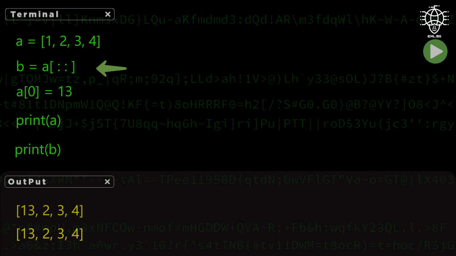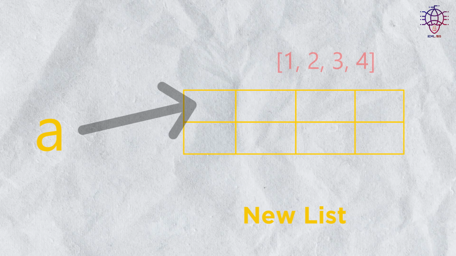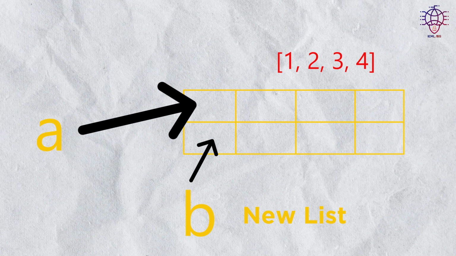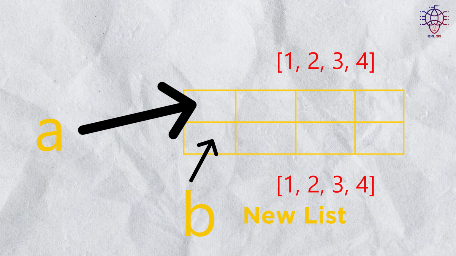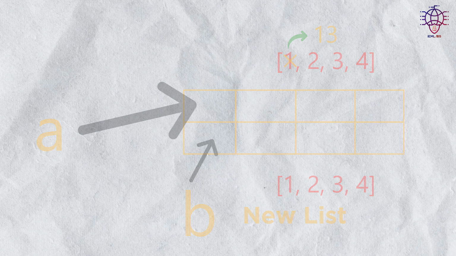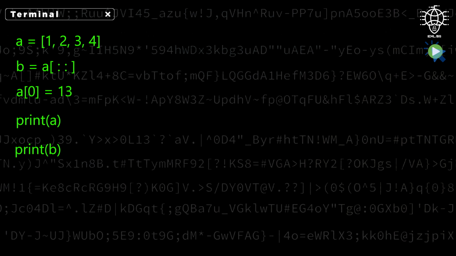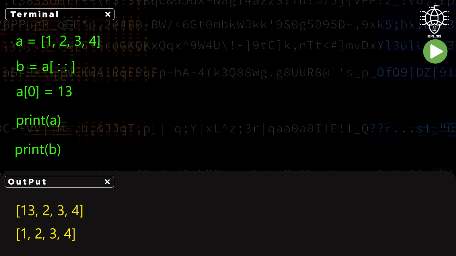What this line actually does is, let me show you visually. A is a list 1, 2, 3, 4, alright? And B is another list which has identical elements of A. So now when I change the first element of A to be 13, it does not affect B. So if I run this program, we'll see the output here. You see? And that is exactly how you solve the list aliasing problem.